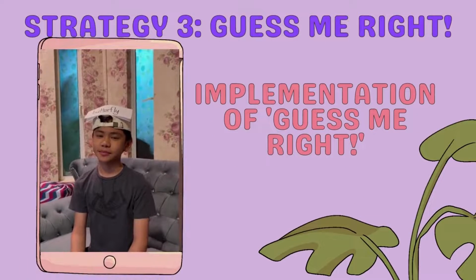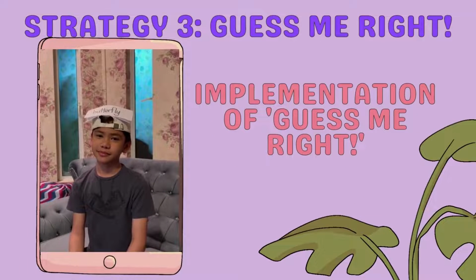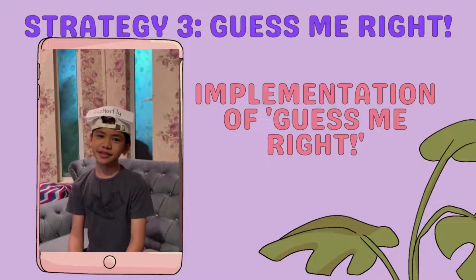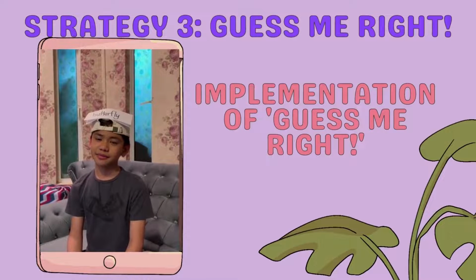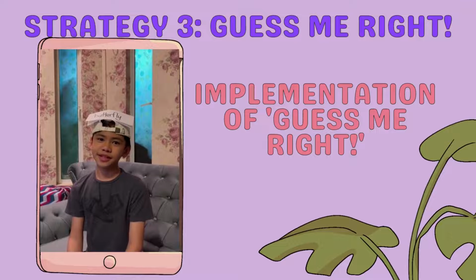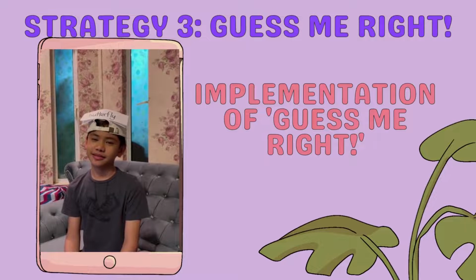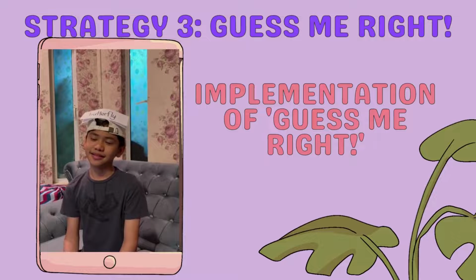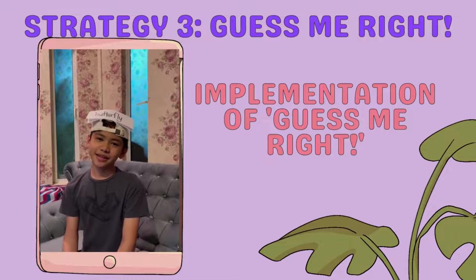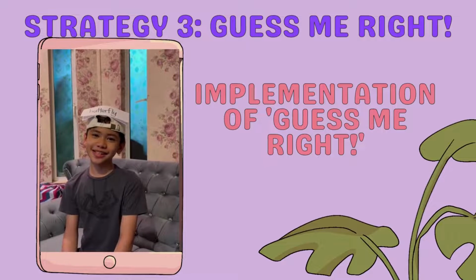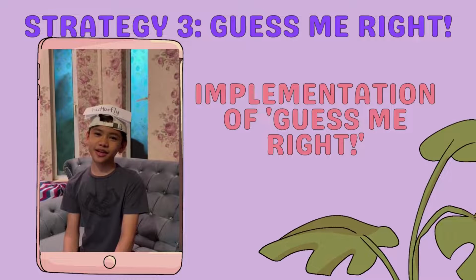Okay, it has wings. Is it chicken? No. It can fly. Is it a bird? No. It has colorful wings. Butterfly? Yes, correct. Can you spell butterfly? Butterfly. Okay, correct. Very good.